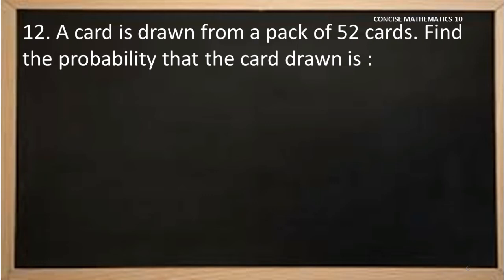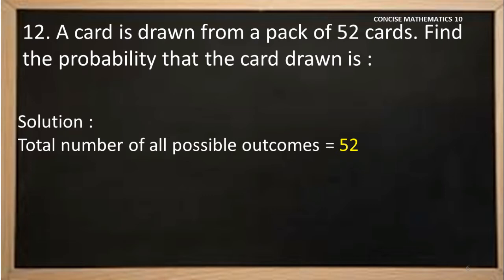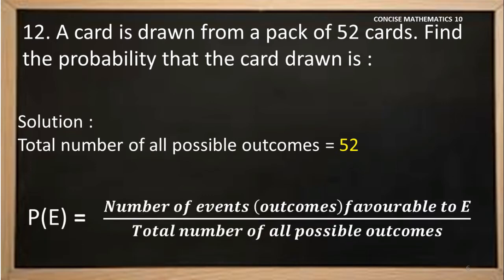In the previous class also we have discussed the playing cards. It has 52 cards. Hence the total number of all possible outcomes is equal to 52 and the formula remains the same. Concentrate with more attention on the sub-questions, children. The first sub-question is, find the probability that the card drawn is a red card.